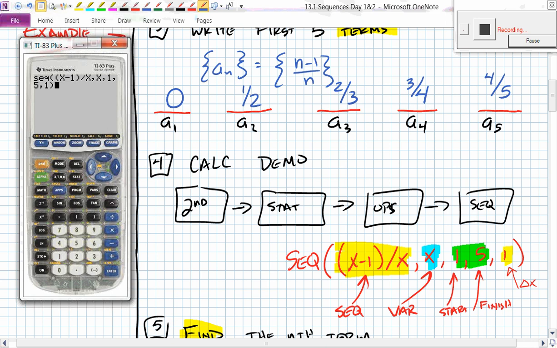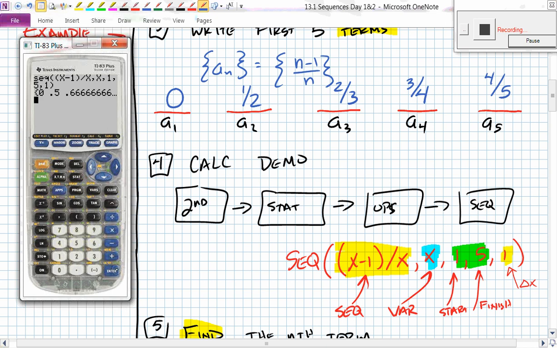So before you push enter, let me tell you what you just did. Looking on my screen over here, I have the sequence of x minus 1 divided by x. That's whatever your sequence happens to be, right? The x represents the variable you want the calculator to work on. The commas separate everything. The 1 is where you start, the 5 is where you finish, and the 1 in the end is the delta x. It's just like computer science. So those of you who've taken it, you've seen it before.